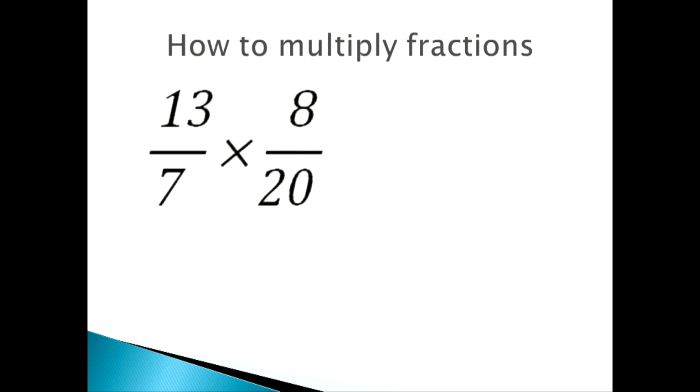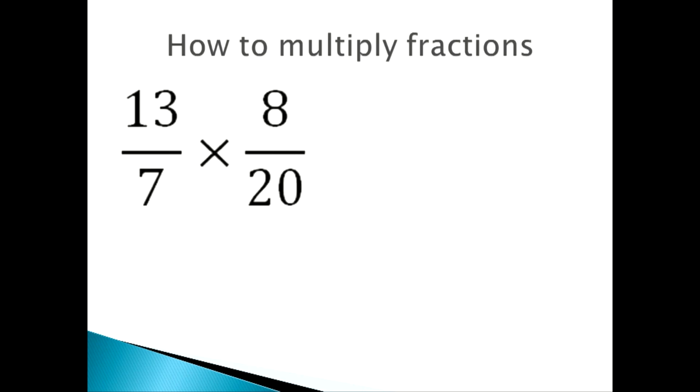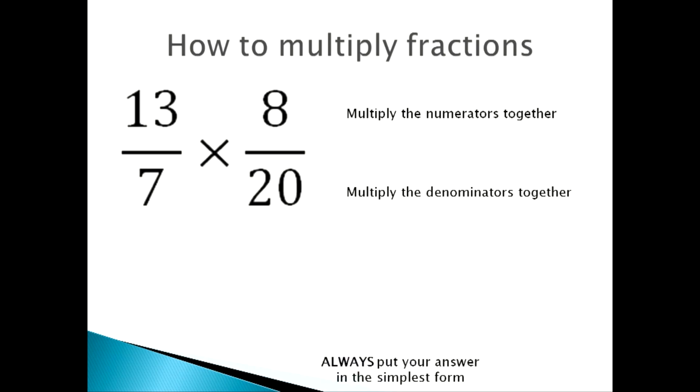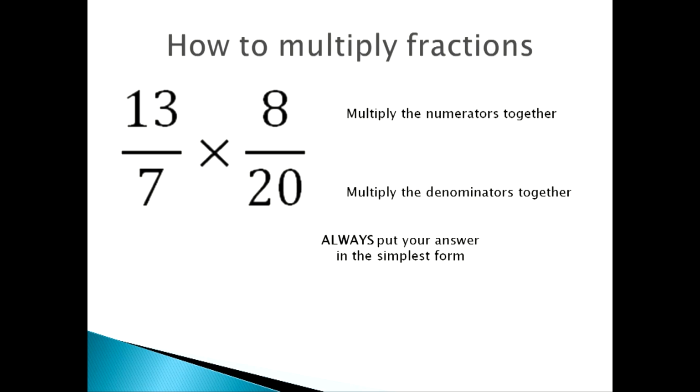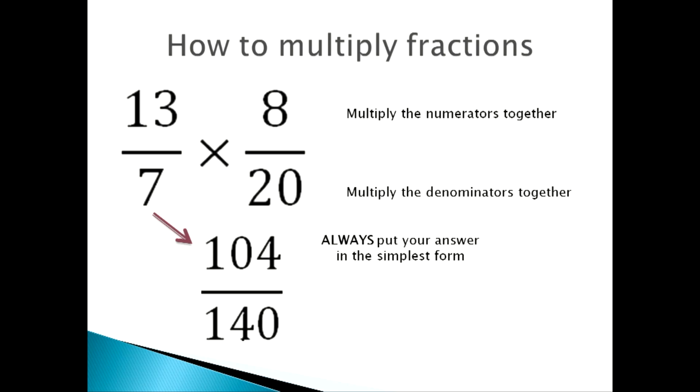How to multiply fractions. Here's an example of a multiplication question for fractions. 13 over 7 times by 8 over 20. First, you multiply the numerators together. The numerators are the top numbers of the fraction. Then you multiply the denominators together, which are the bottom numbers of the fraction. And then you always put your answer in the simplest form. Then 13 over 7 times by 8 over 20 equals 104 over 140, which simplified down is 26 over 35.